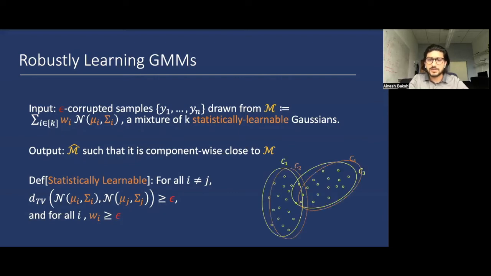The picture to keep in mind here is that a mixture is statistically learnable if for every pair of components, say C1 and C2, there is at least an epsilon gap between the sets of points that we observe. So if we look at the set difference between these two sets, this is an epsilon fraction of the total number of points in this component.